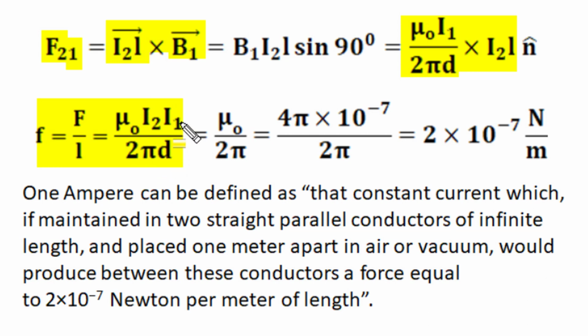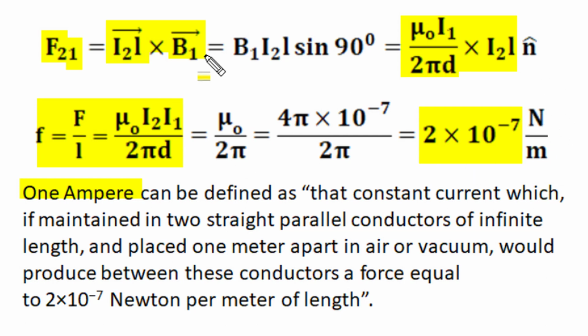and if we substitute both currents I1 and I2 as 1 unit and the separation as 1 meter, then the force per unit length comes as 2 into 10 to the power minus 7 Newton per meter, and we can define 1 ampere as that constant current which, if maintained in two straight very long parallel conductors placed in air at a distance of 1 meter apart, would generate a force of 2 into 10 to the power minus 7 Newton per unit length of those conductors.